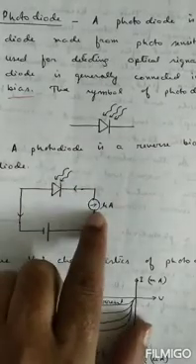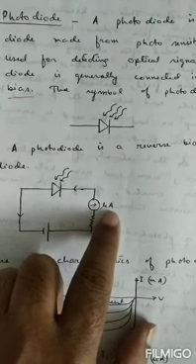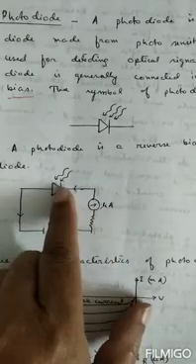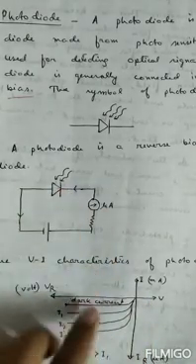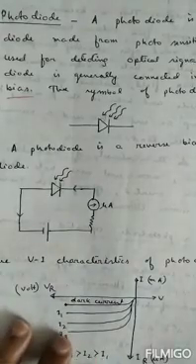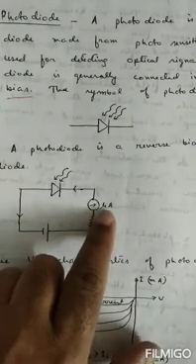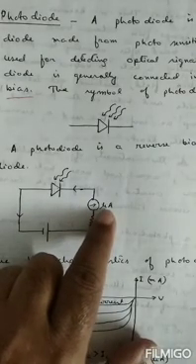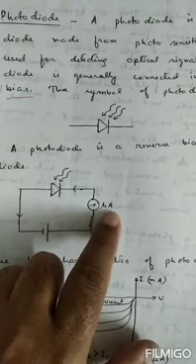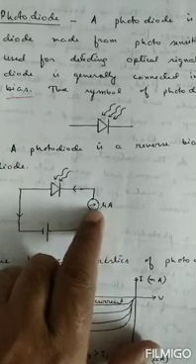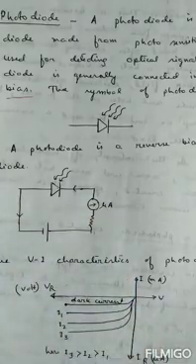What is the current? The current is measured with a microammeter, because under reverse bias condition, only minority charge carriers flow through the junction, and therefore the current is of very small magnitude, of the order of 10 to the power minus 6 ampere. Therefore we have to use the microampere.